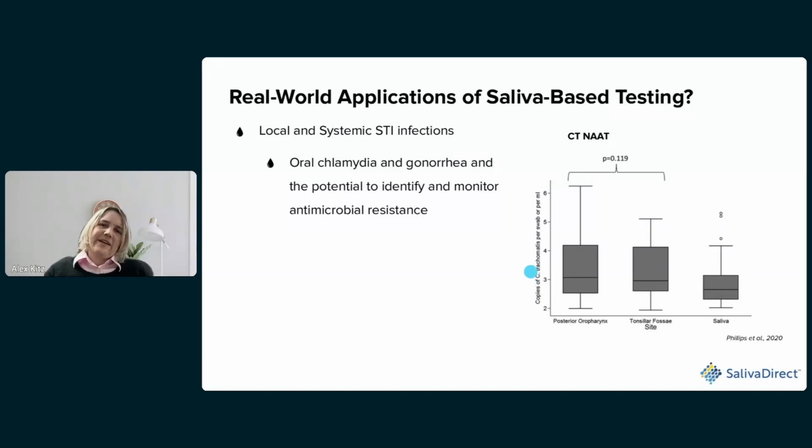On the y-axis, we have the copies of chlamydia genomic DNA in the different sample types. And in this study, they looked at the posterior oropharynx swab samples, tonsillar fossae swab samples, and saliva. And although the copies in saliva are lower, it is possible to detect DNA in saliva, which is a very great starting point for assay development.